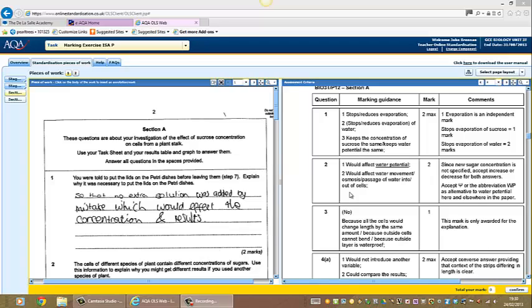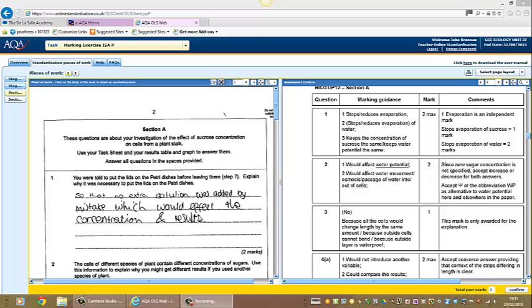Okay, so we're on to section A, and again we're looking at the student work and the mark scheme. Now, the question: you were told to put lids on the petri dishes before leaving them. Explain why it was necessary to put the lids on the petri dishes. Now, this student has answered so that no extra solution was added by mistake, which would affect the concentration and results. Well, you could get very much the same effect by putting a sign in front of the petri dishes saying do not add any more solution.